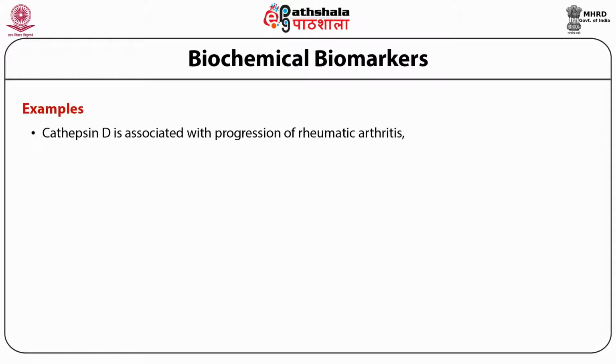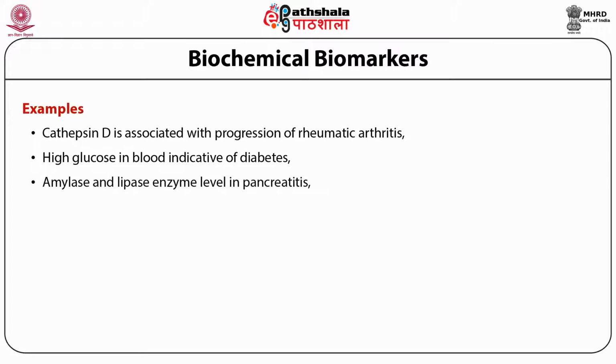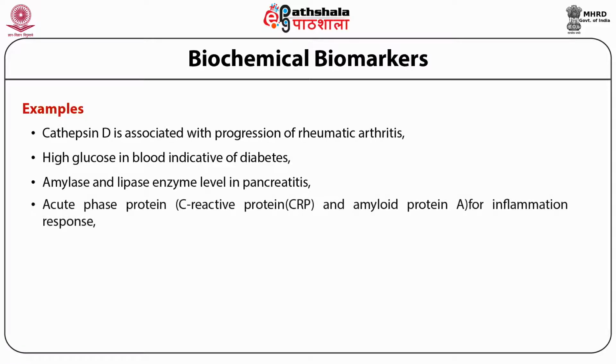In case of diabetes, there is high concentration of glucose in blood. In case of pancreatitis, amylase and lipase enzymes can be used as a biomarker. In case of inflammatory responses, acute phase proteins such as C-reactive protein and amyloid protein increase in concentration. In case of hepatocellular damage, the concentration of SGPT, SGOT, GDH increases.